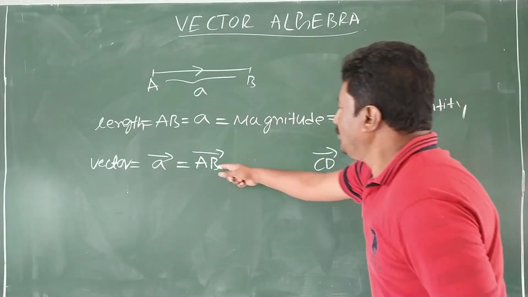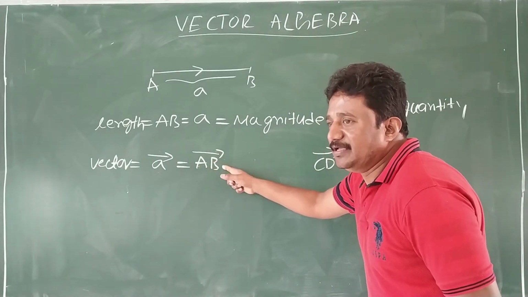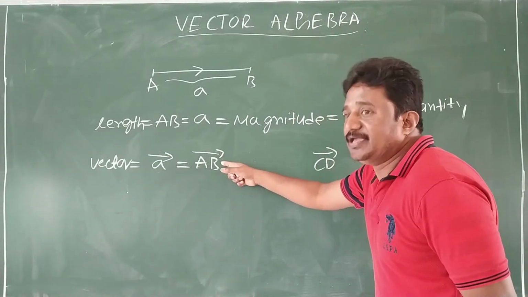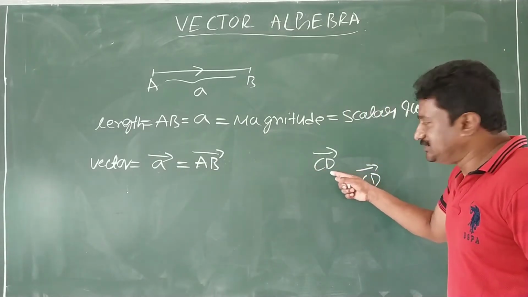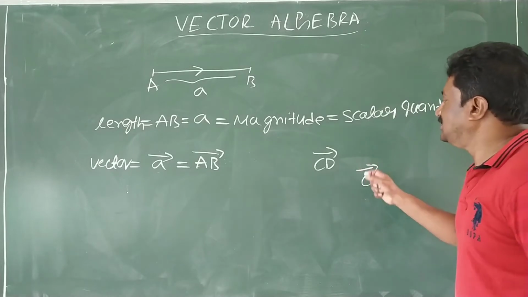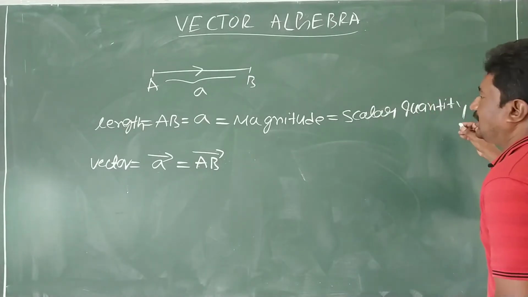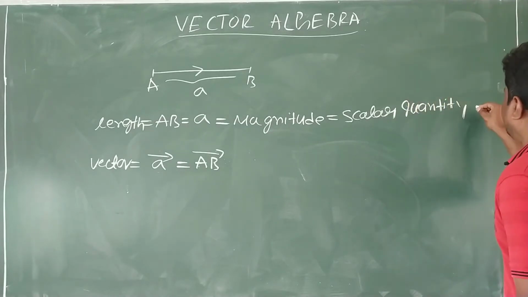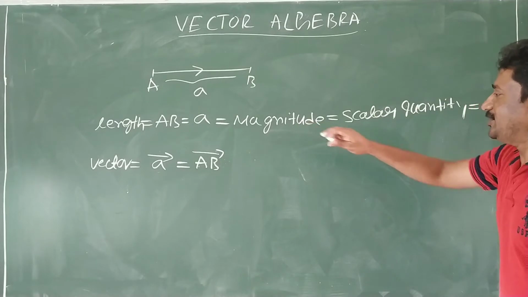What is the magnitude of vector AB? AB. Direction is from A to B, A towards B. Direction of CD is C to D, C towards D. Scalar quantity, magnitude. We can represent. So magnitude of vector AB.